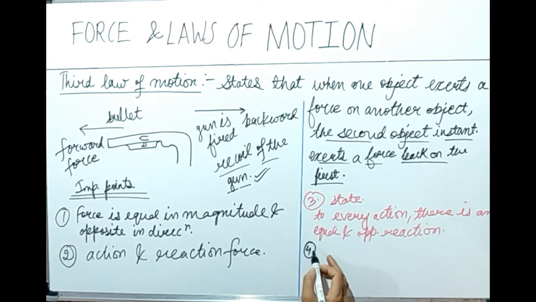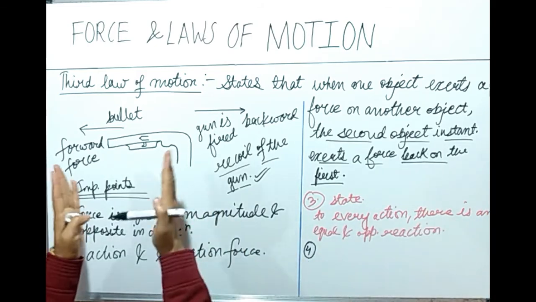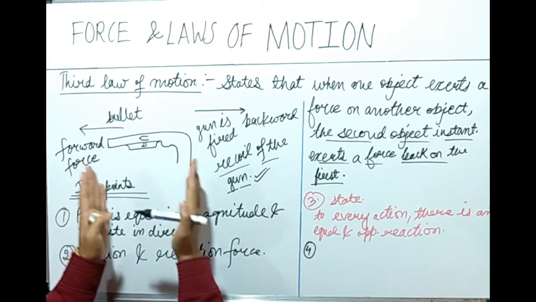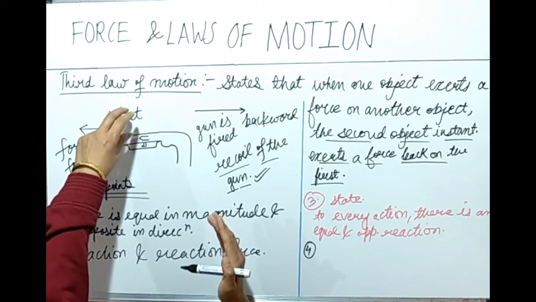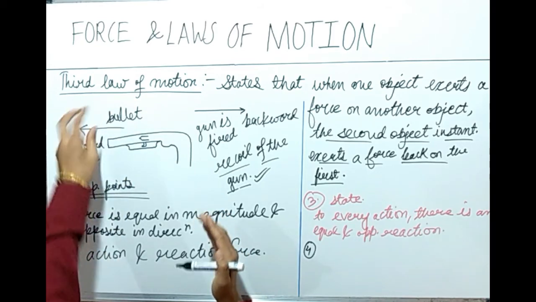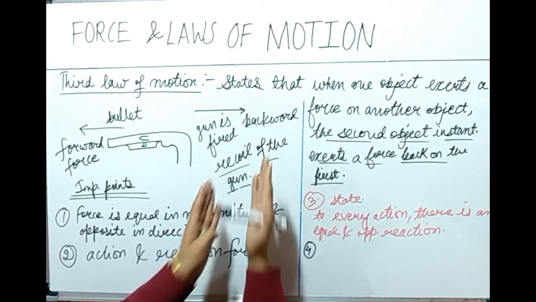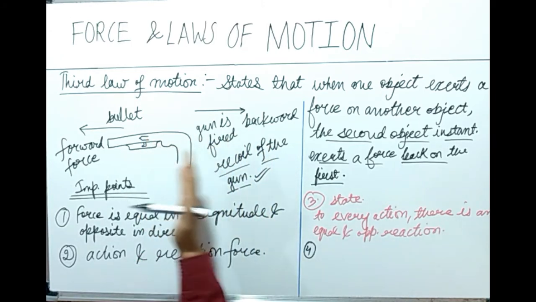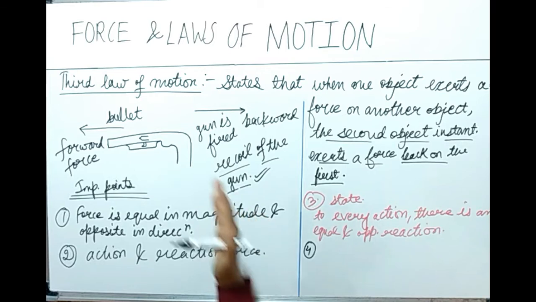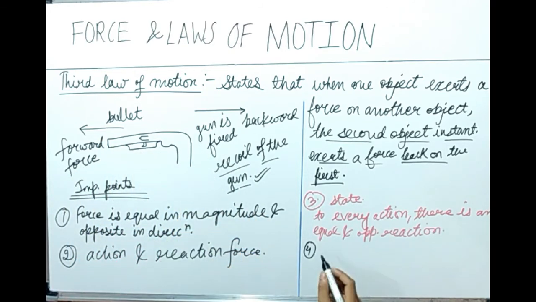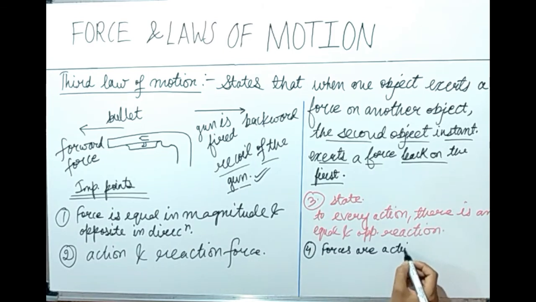One important point to be noticed is that these two forces, the action force and the reaction force, are acting on two different objects. The action force is acting on the bullet in the forward direction, and the reaction force is acting on the gun in the backward direction. They are acting on two different objects. So you will write, forces are acting on different objects.